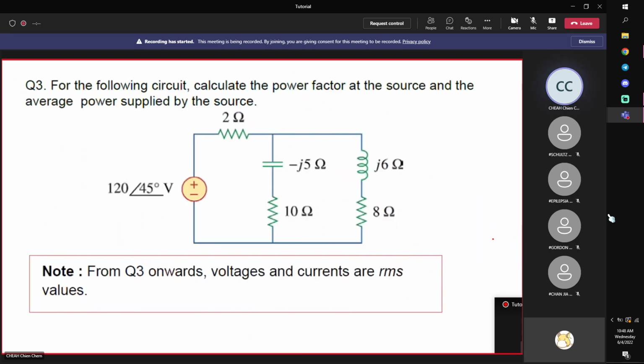Now, let's move on to question 3. In this circuit, you need to find two things: the power factor of the source and the average power supplied by the source. In these questions, all the signals are specified in RMS value, which means this is RMS already.